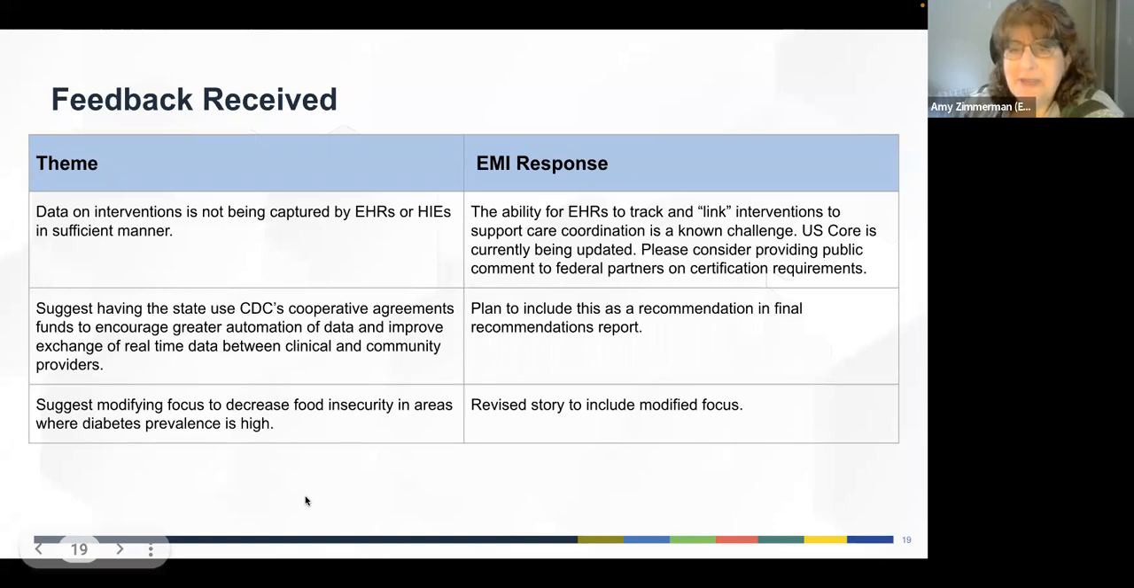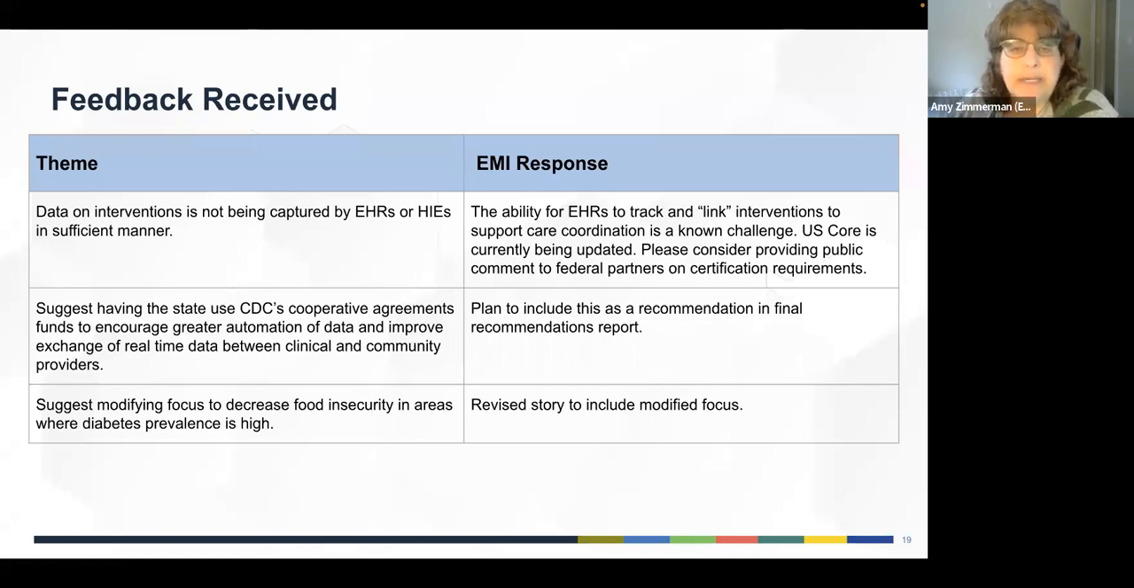So we're winding down on our themes here, but the next theme was really around the fact that the data on interventions are not really being captured by EHRs or HIEs in a sufficient manner. And again, we recognize that the ability for EHRs to track and link interventions to support care coordination is a definite known challenge. US Core is currently being updated. And so we're also just letting you know that you could consider providing public comment to federal partners on certification requirements that might make this more commonplace if it were required more or implemented more.